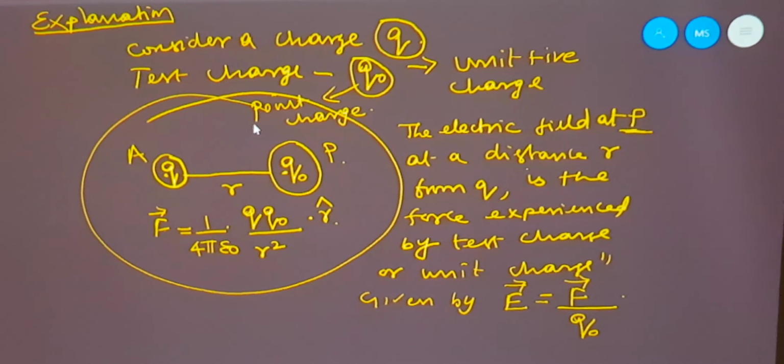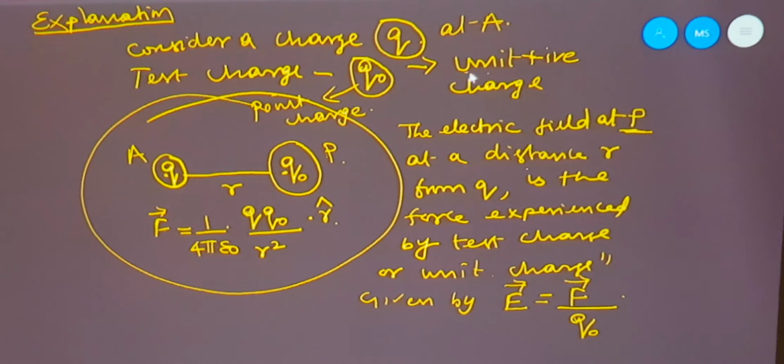I am recalling again: in order to determine or define the electrical field E vector, consider a charge Q at a point A. When you consider the charge Q at point A, around this charge you have the electrical field, the space in which the influence can be felt, called the field. Now in that field you consider another point P, and at this point P you place a test charge or a unit positive charge.